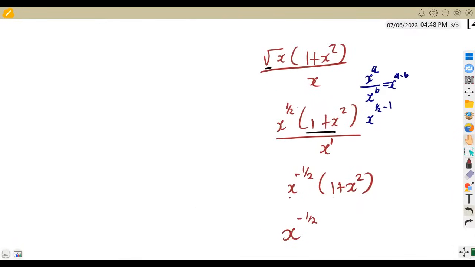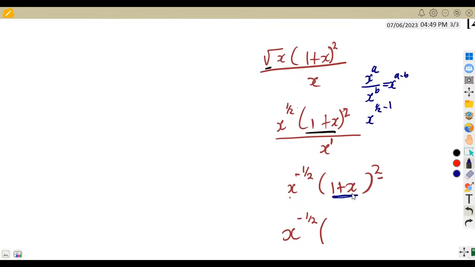So meaning to say, here we are supposed to have it this way. This is 1 plus x squared. From this part here, let me just correct it. 1 plus x squared. The squared is outside. So meaning to say, we can't simplify it for now. What we need is to expand this bracket. 1 plus x squared. Let us expand our bracket.